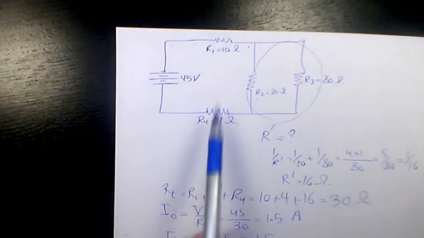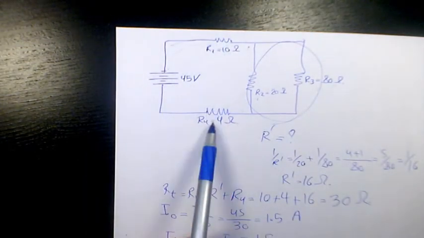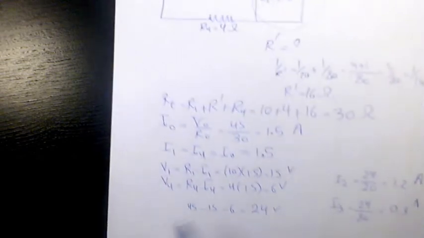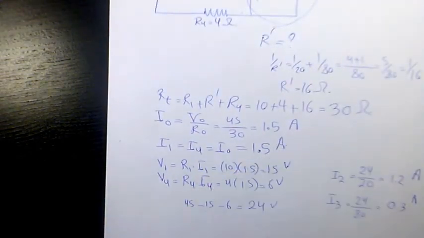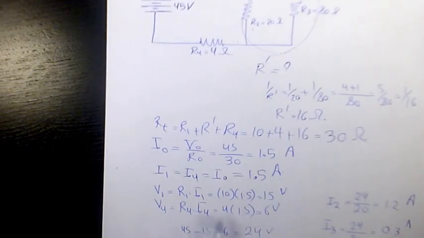So since they are in series, I1 and I4 will be equal to 1.5 amps as well. Then we will have V1 and V4, which is going to be equal to R1 I1. We have both of them calculated. V4, same thing, we calculated.